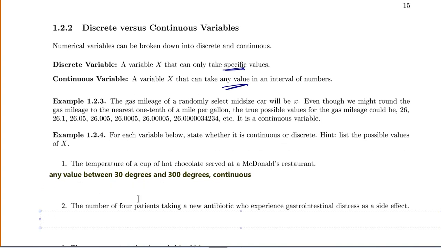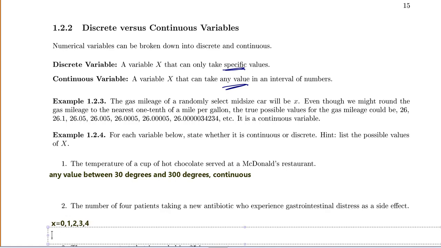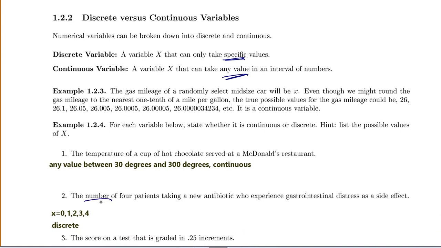Okay, now the number of 4 patients taking a new antibiotic who experienced gastrointestinal distress as a side effect. Notice this, the number of 4 patients. That means your possible values are going to be X equals 0, 1, 2, 3, or 4. So I can tell you in advance that those are your only possible values. That means it is going to be discrete. Anytime you see that keyword, the number, so number is always going to tell you it's going to be discrete.